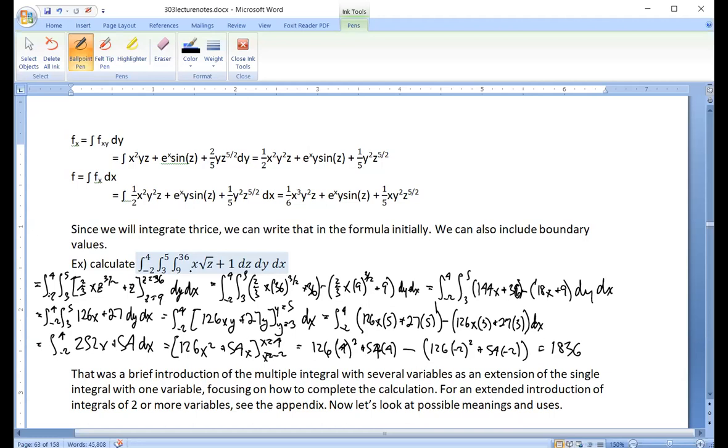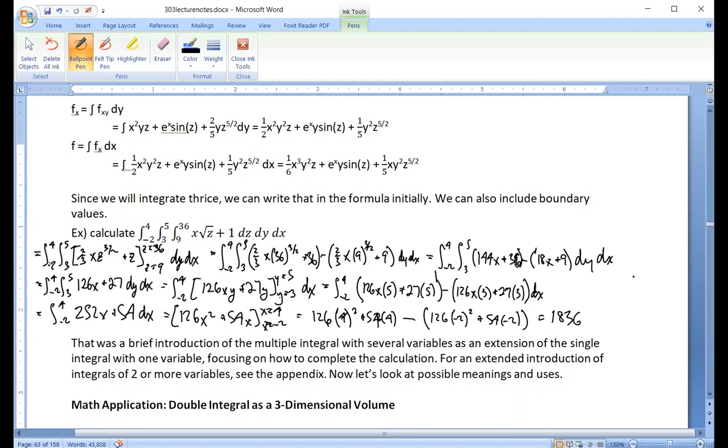Okay. So that is what multiple integrals could look like for functions of several variables. And that was just how to do the calculation. Of course we did it with 2 variables and with 3 variables. We can do this with any number of variables. So now that we know how to do the calculation, we're going to look at some possible meanings and uses.